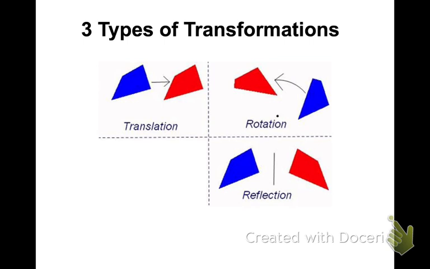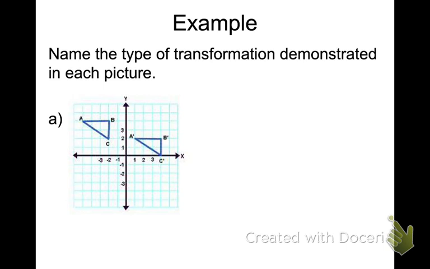There is a fourth transformation, which is a dilation, which gets bigger or smaller. Think about your pupils dilating. Does the shape stay congruent when you dilate something? No, it doesn't. That's why we're not talking about it in this chapter, because this chapter is all about congruent objects. Okay, let's name our transformations. What transformation do we have here?